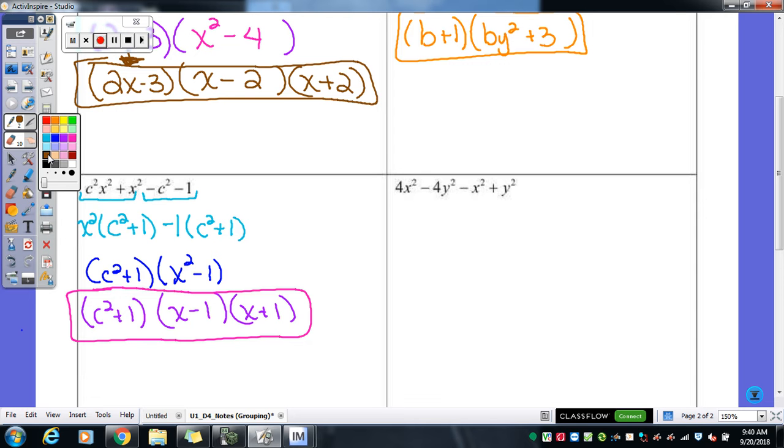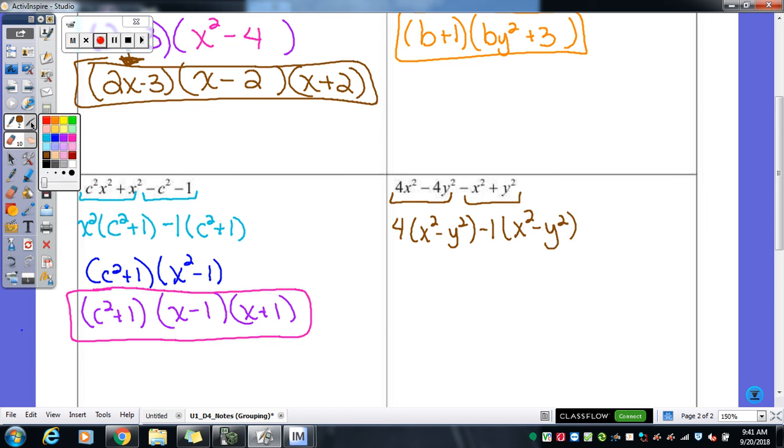All right, let's look at the next one. So again, flower box. So flower box first 2, flower box the last 2. What is our GCF in the first 2? 4. Our GCF in the last 2? Negative 1. We got to change those signs.